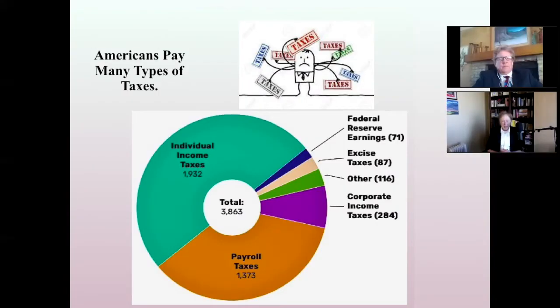Americans pay many types of taxes, as you can see from our pie graph over on the left. We've got payroll taxes, which includes things like Social Security and Medicare. We've got individual income taxes, Federal Reserve earnings, excise taxes, corporate income taxes, and other. So that's what we're going to be covering in this video.